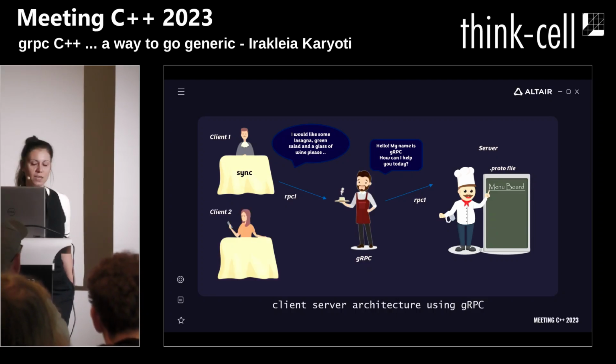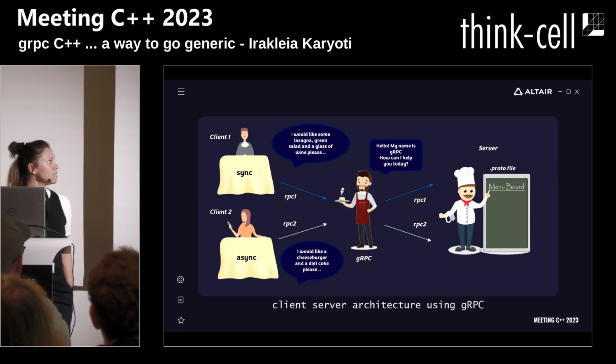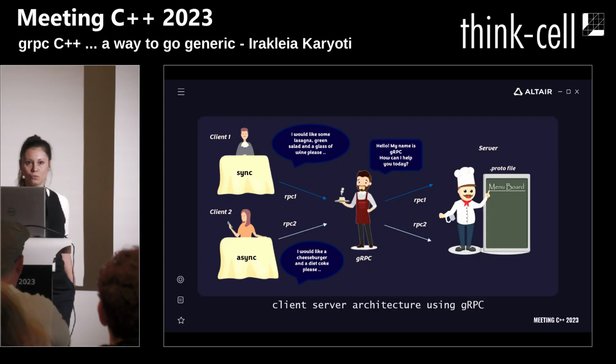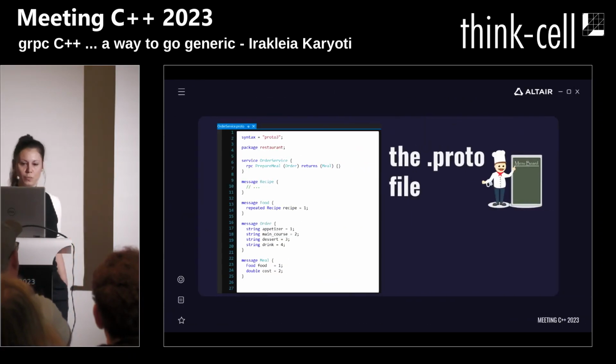So this is a synchronously called RPC. Another client comes in. The client again will make an order, say I would like a cheeseburger and a Diet Coke, please, and will start another RPC to the server through gRPC. And client 2 decides that she will make a phone call until her meal is back. So this is an asynchronous process. So how do we model that using gRPC and protobuf?